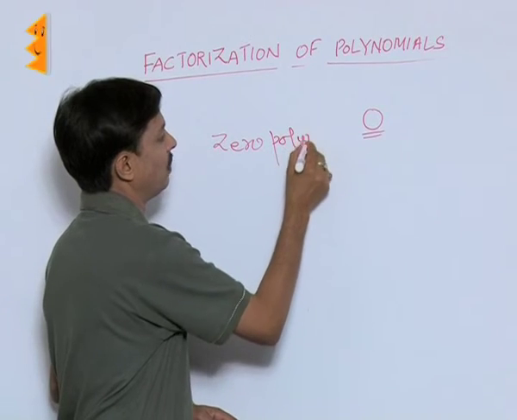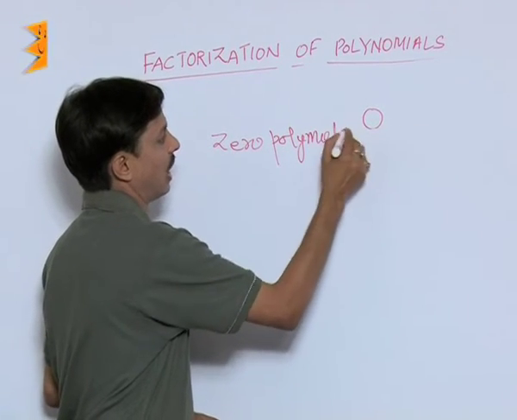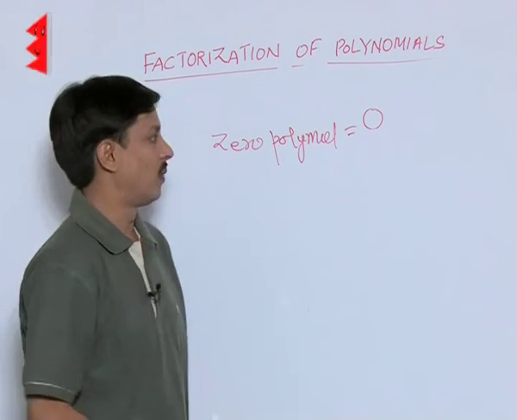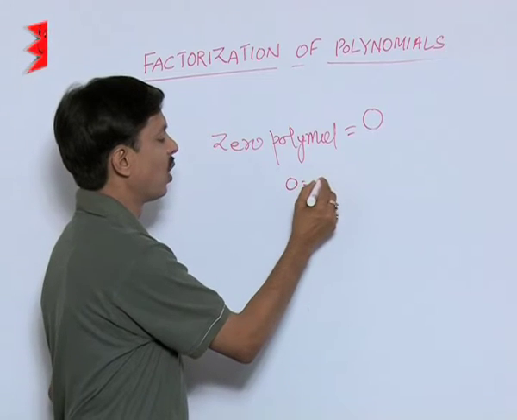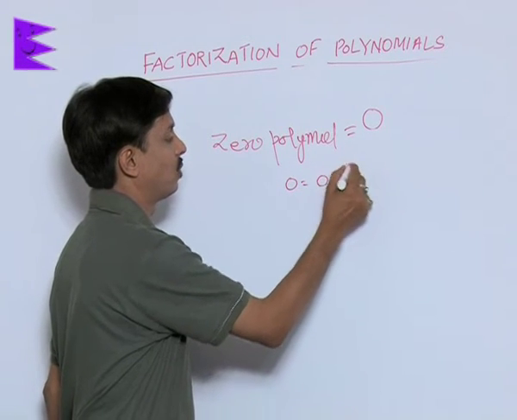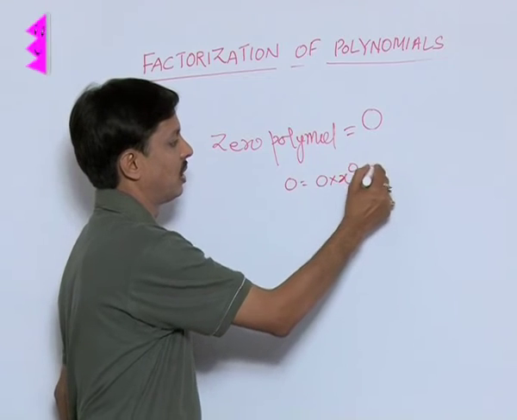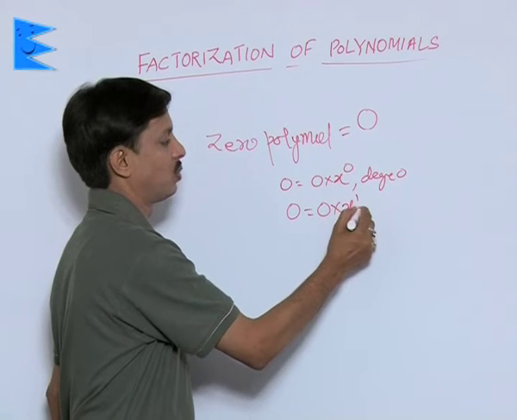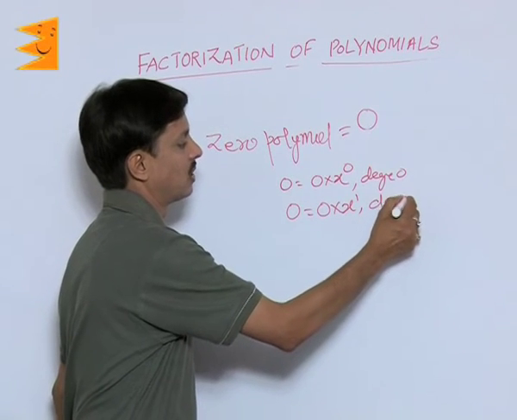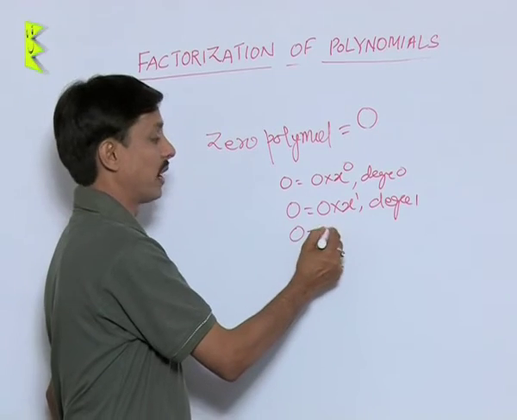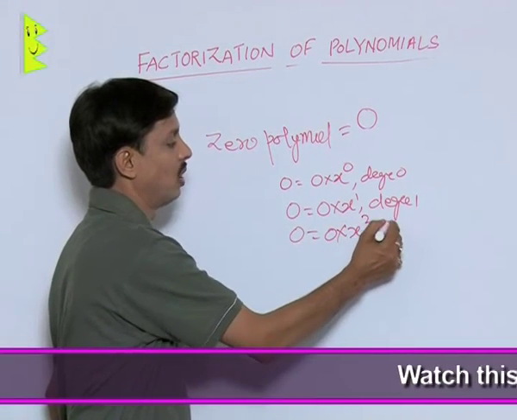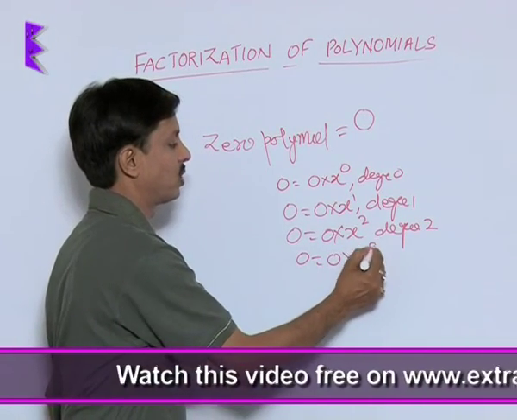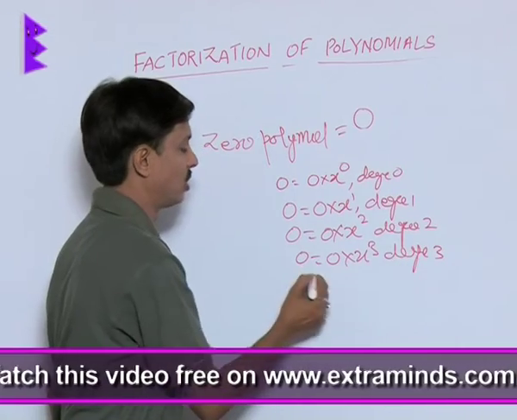Zero polynomial. The number 0 itself is known as the zero polynomial and its degree is not defined because 0 can be written as 0 into x raised to the power 0. As per this condition, its degree has to be 0. 0 can be written as 0 into x raised to the power 1. As per this condition, its degree is 1. 0 can be written as 0 into x raised to the power 2. As per this condition, its degree is 2. 0 can be written as 0 into x cube. As per this condition, its degree is 3.